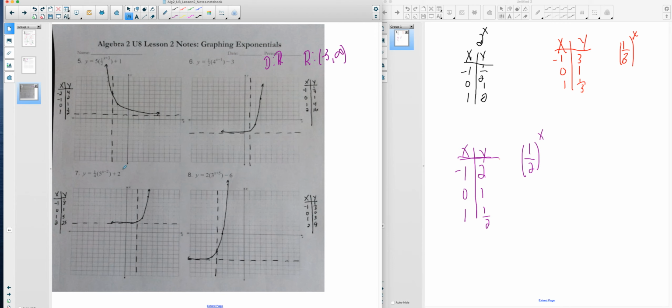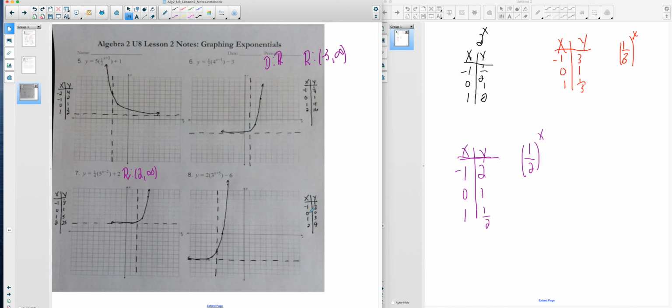Now, we've already talked about it, that we know the domain is all real numbers. So let's look at our range here. And what we know is that range is going to be 2 to infinity. In our last problem here, we have a horizontal shift to the left 5 and a vertical shift of down 6. So -5, -6 is our new origin.